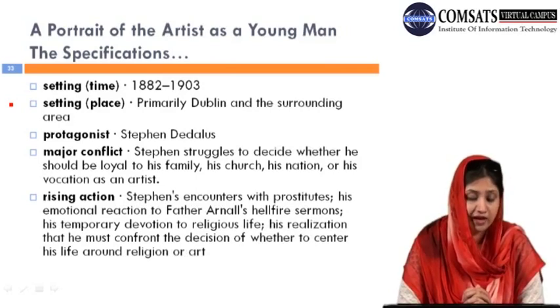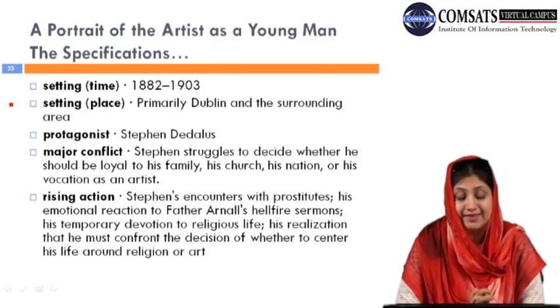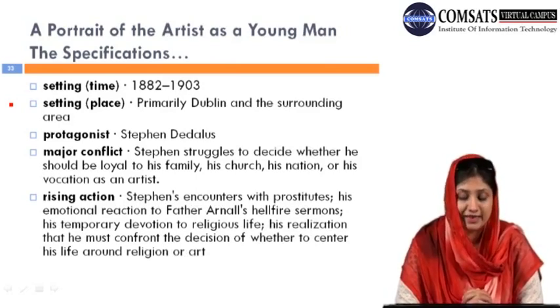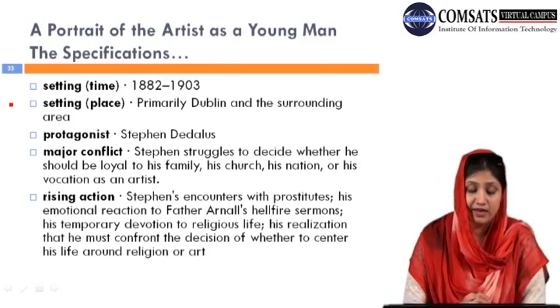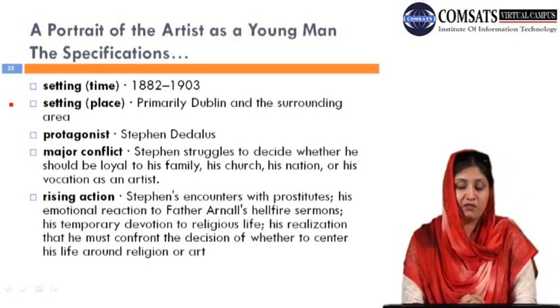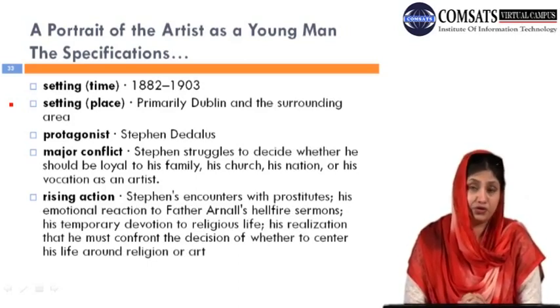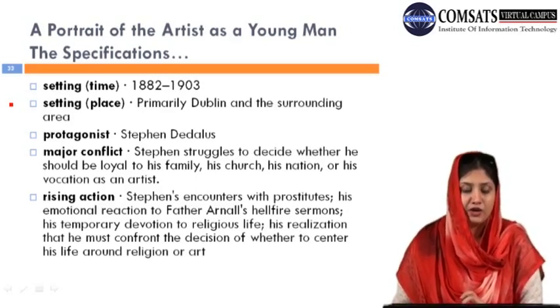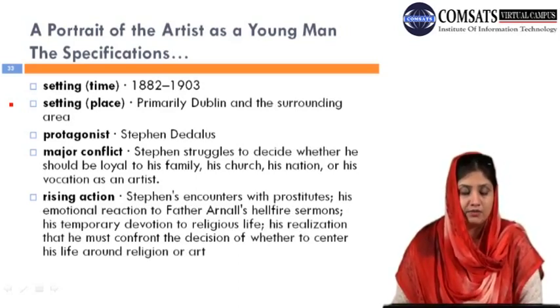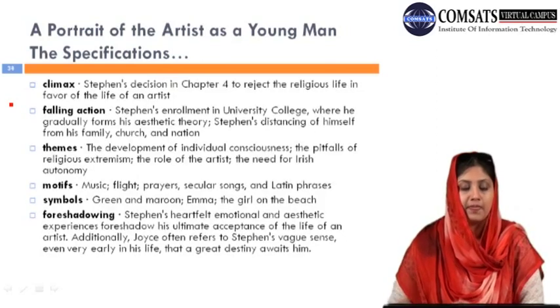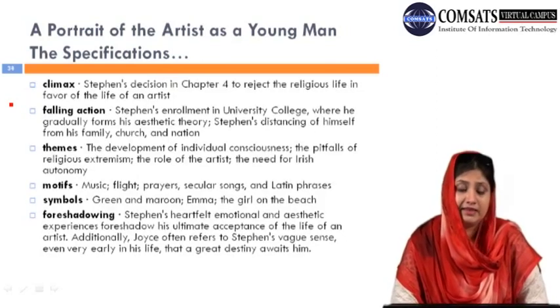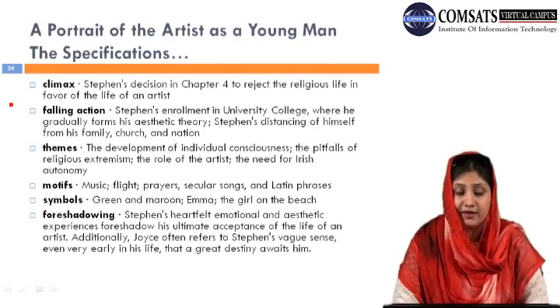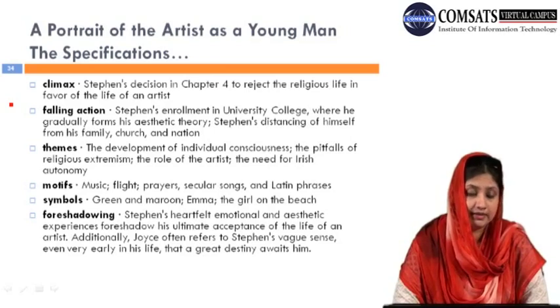Stephen's encounters with prostitutes, his emotional reaction to Father Arnold's hellfire sermons, his temporary devotion to religious life, his realization that he must confront the decision of whether to center his life around religion or art, is basically the point where you will see all kinds of complexities reaching their extreme. So what is the climax then? Stephen's decision in chapter 4 to reject the religious life in favor of the life of an artist.